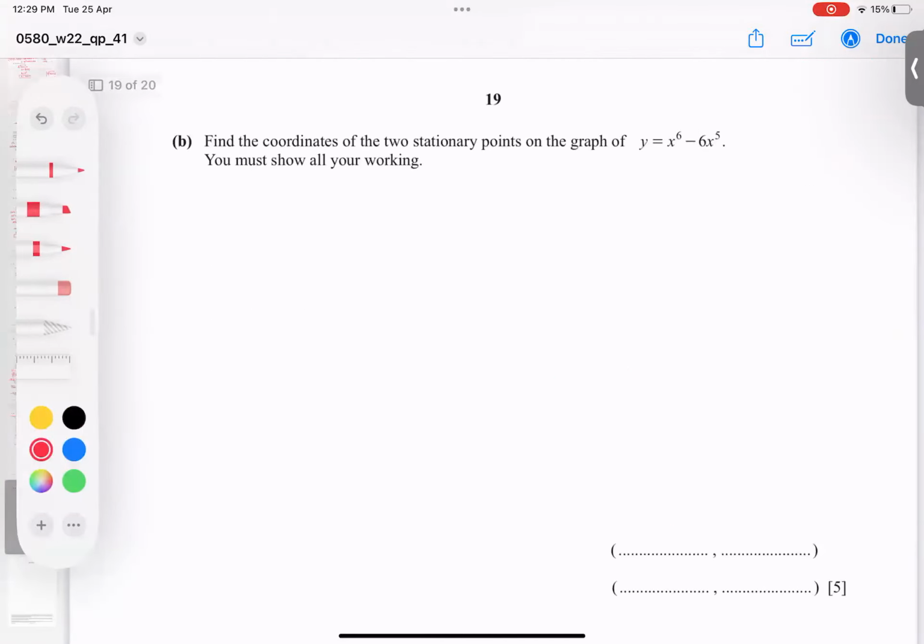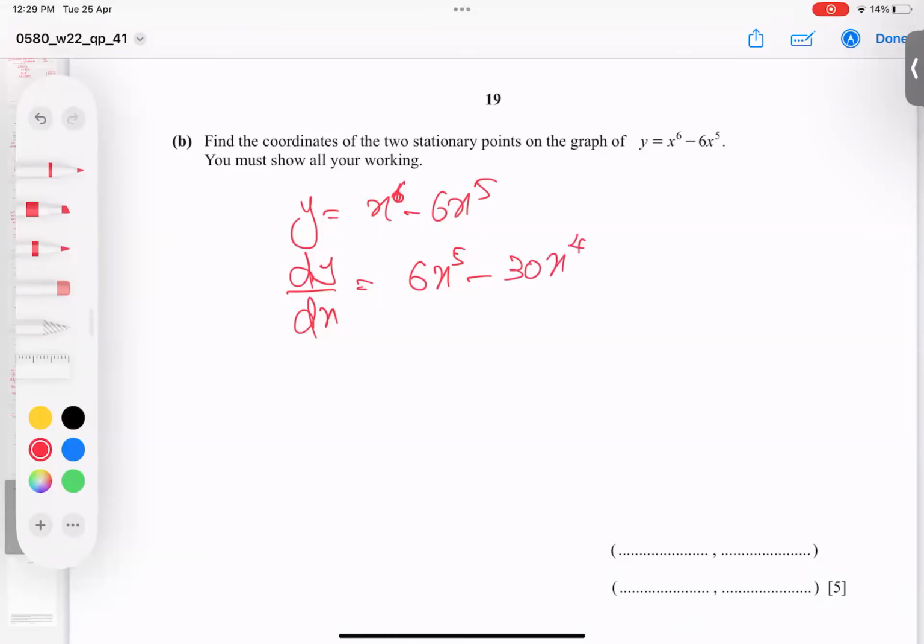Find the coordinates of the two stationary points of this graph. So Bismillah Rahman Rahim. Rule number 1, I will differentiate. Whenever looking for a stationary point, 6 comes down, power 1 less. This 5 comes down, so we get 30 and power 1 less. And whenever looking for stationary points, I always put the derivative equal to 0. What is common from both? 6x to power 4 is common. I got x and only 5 left.